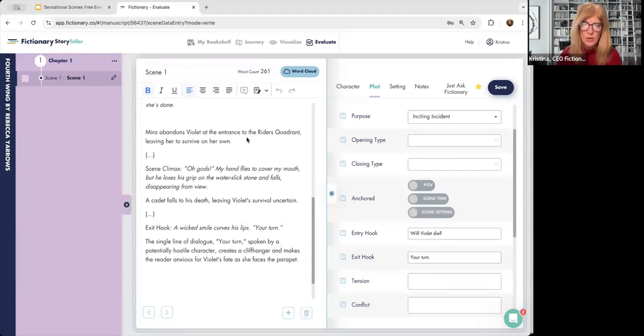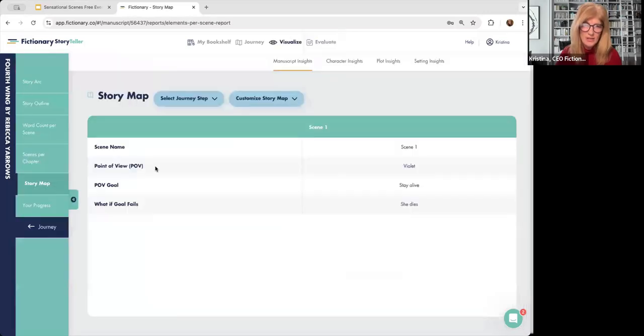Again, if we go to the story map, her point of view, her goal, and what if the goal fails? So Violet's the point of view. Her goal is to stay alive, and if she fails, she dies. It's really clear. This is the scene skeleton blurb. Simple as that. That's all you need to know about this scene to write it.